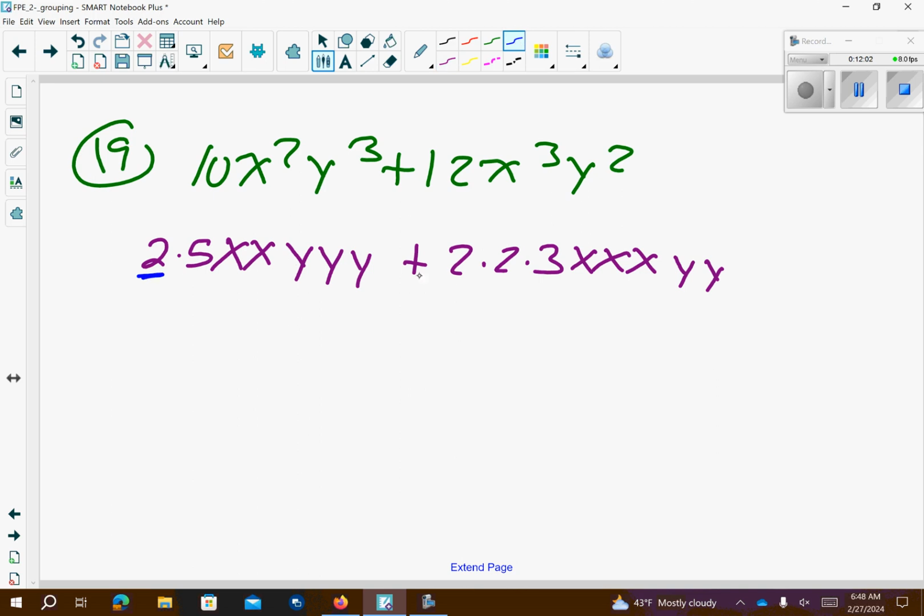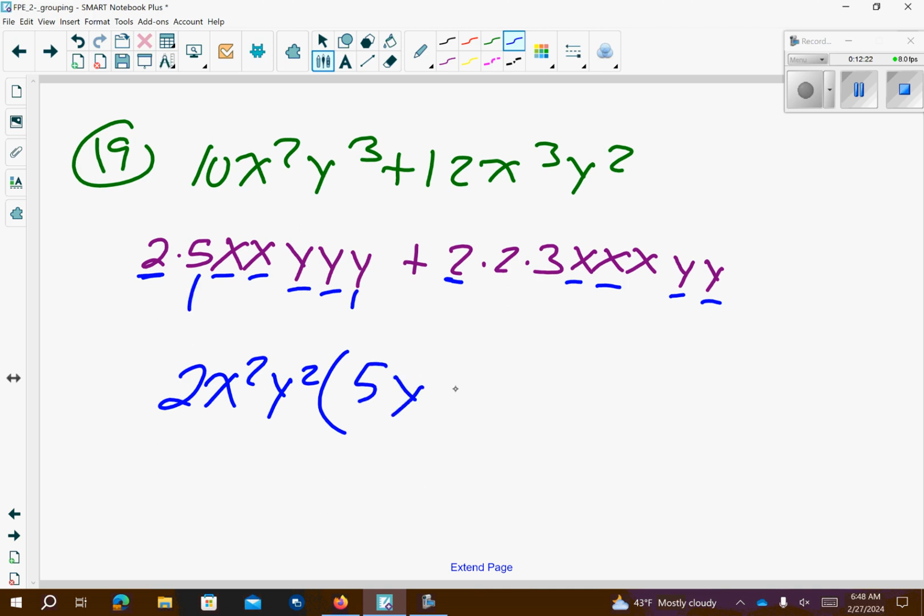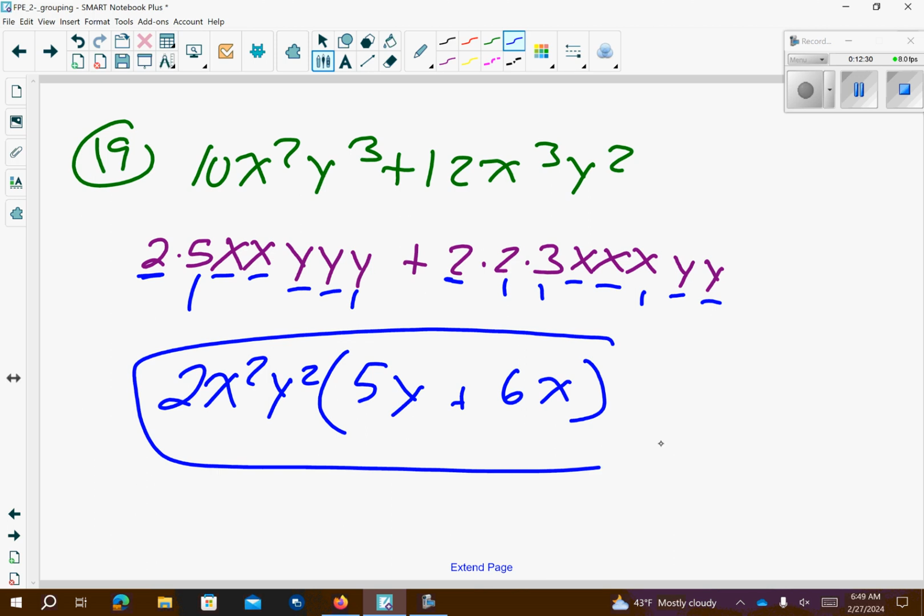All right, so I have a 2 and a 2. And I have an x and an x. I have another x and another x. I have a y and a y, another y and another y. So I have 2xxyy, which is 2x squared y squared. What do I have left? I have a 5 and a y. Plus, I have 6 and an x. There's my answer.